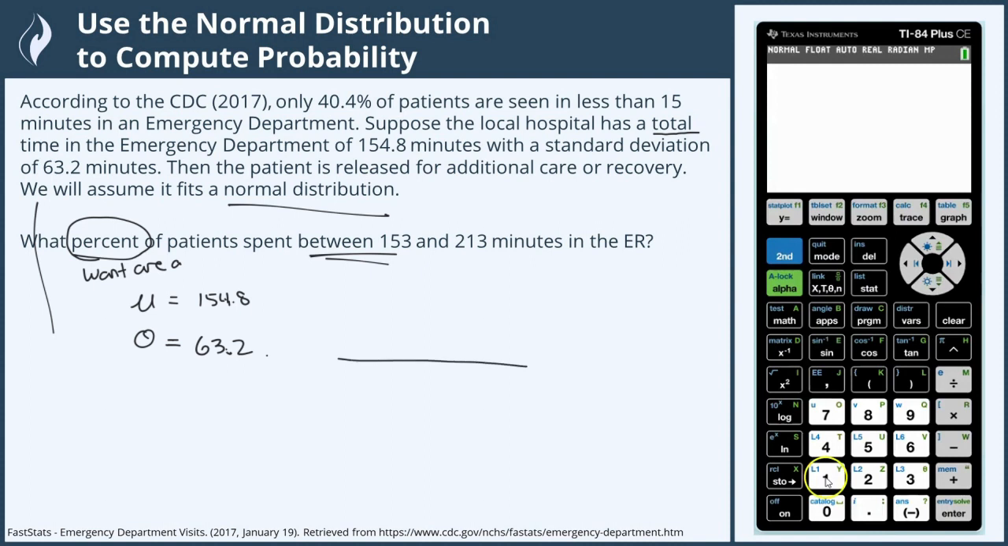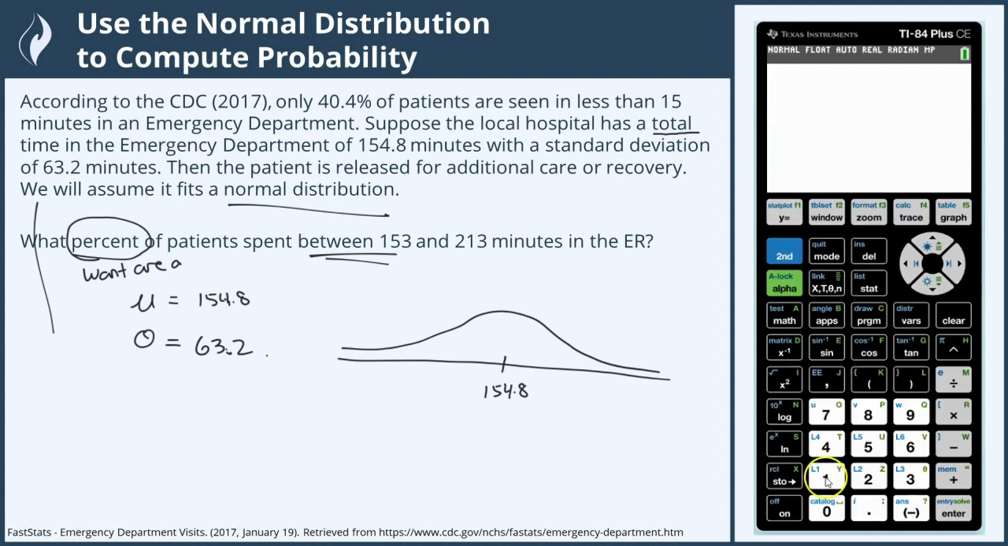Now, I like to draw my situation. You don't always have to do this, but I draw my situation. Hopefully you try to be horizontal and not diagonal like this, but if I'm on a normal distribution curve, the center is the mean, which in this particular case is 154.8. Always the center. I always like to put my center there because it's kind of a reference point, right? Now I want area because I want percent, but area between what values?